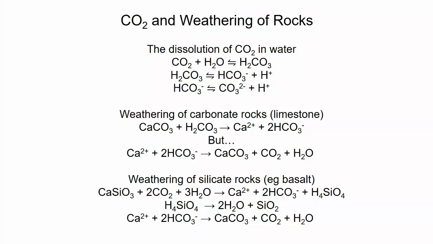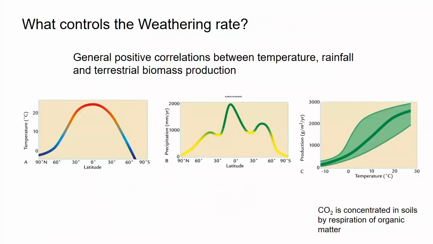But if you look at the balance of the equation, we need 2 CO2s to do the weathering, and we only release 1 from the precipitation, from the growing of basically shells and stuff in the ocean. So if we do lots of weathering of silicate rocks, that will lower atmospheric CO2, that will cool the climate.